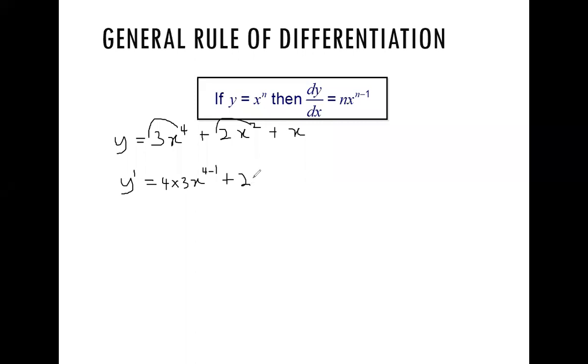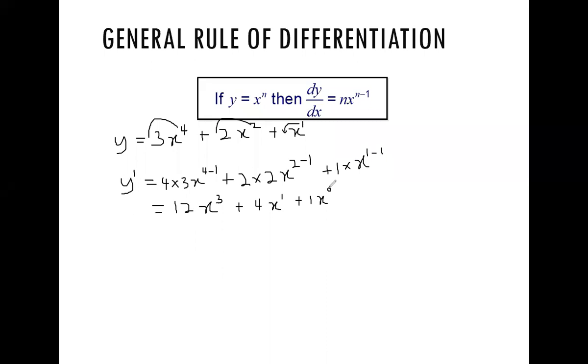So that will be 2 times 2x raised to the power 2, then we subtract 1 from it. Then plus, this time the power here is x raised to the power 1, right? So when we bring it to multiply, that will be 1 times x raised to the power 1 minus 1. So when we simplify, this should give us 12x raised to the power 3 plus 4x raised to the power 1, then plus 1 times x raised to the power 0.